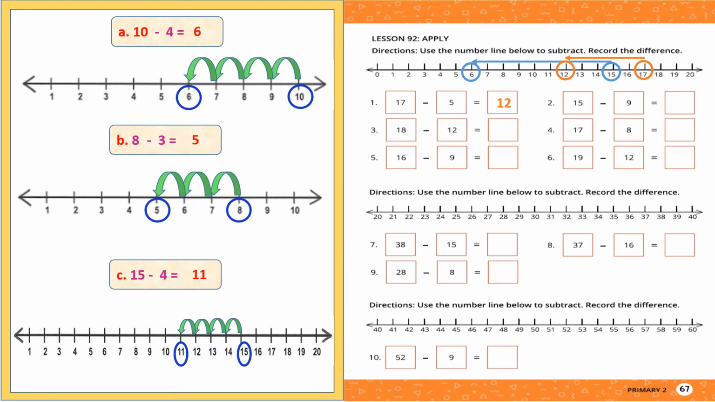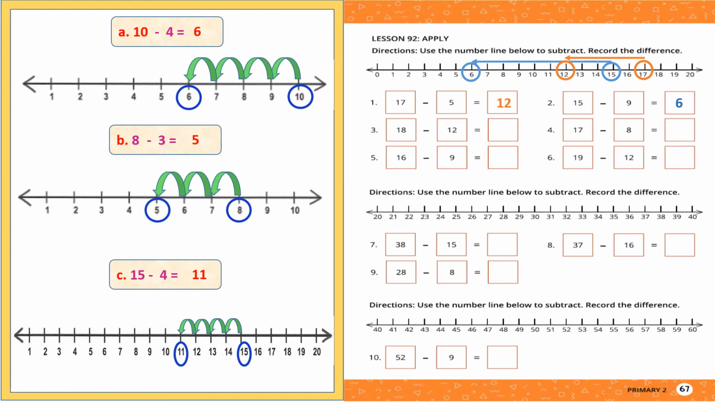Also, you can solve it by counting from the small number 9 to reach the big number 16. Here we have 19 minus 12. We will start at 19 and count back 12 steps till we reach 7. So 19 minus 12 equals 7.